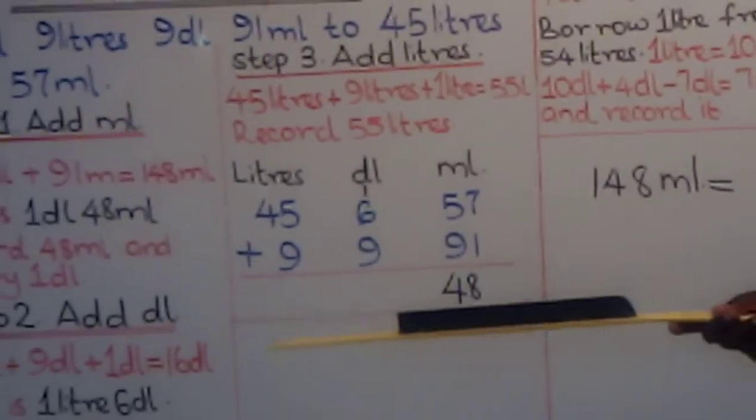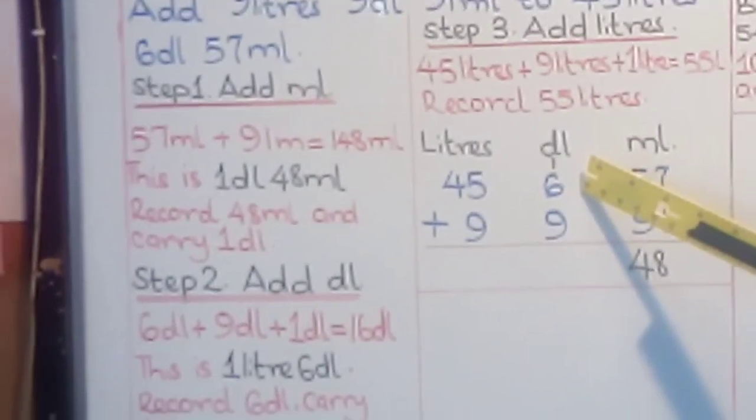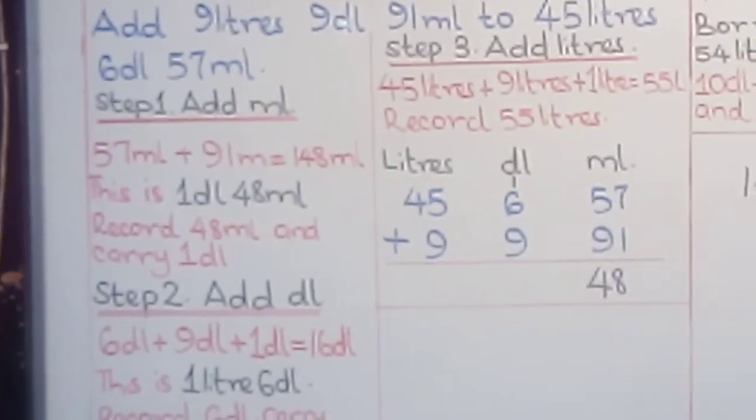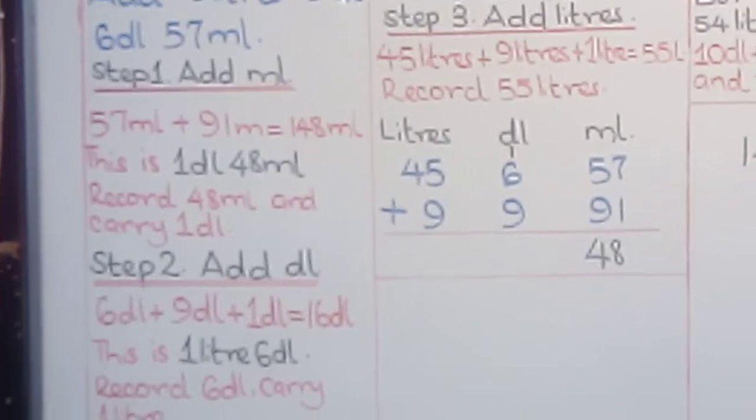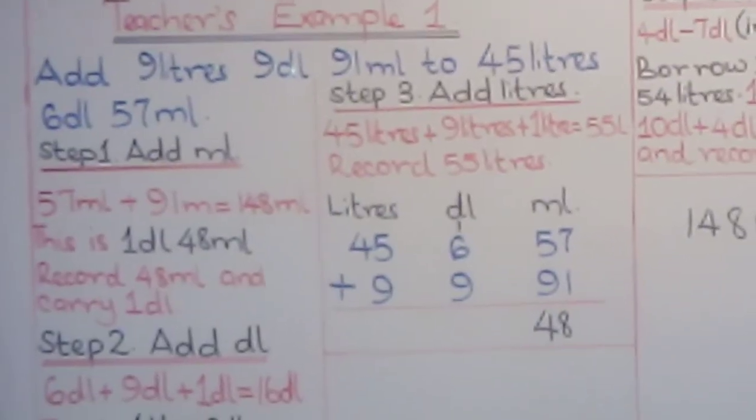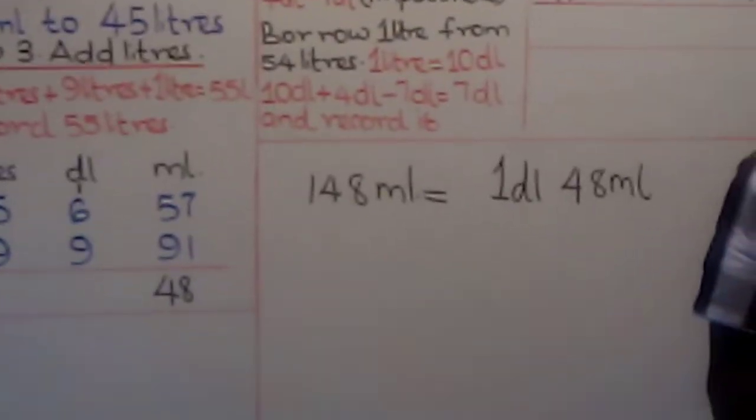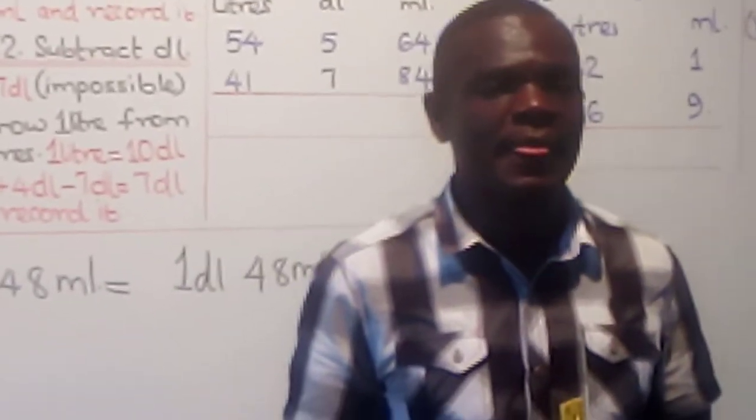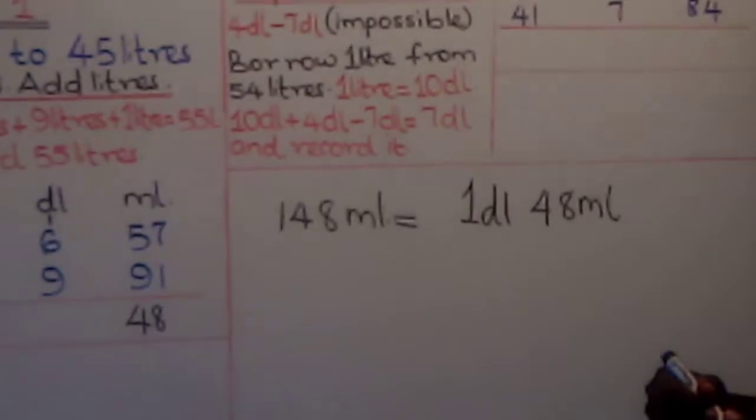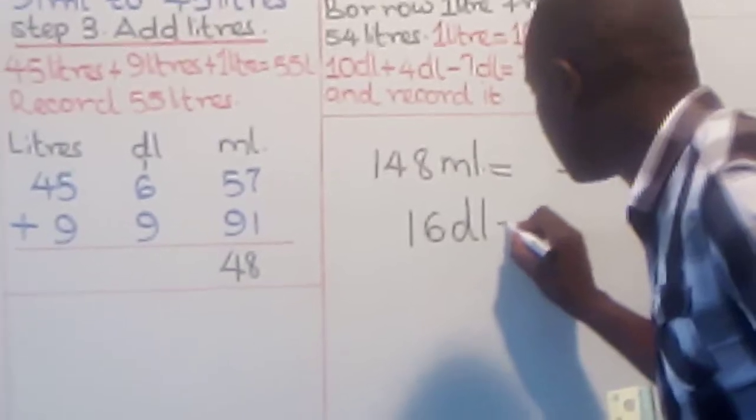Let us go to step number 2. Add the deciliters. The deciliters here are 6 deciliters plus 9 deciliters. And remember to add 1 deciliter that we had carried. What do we get, boys and girls, when we add 6 plus 9 plus 1? Yes, Michael? Very good. We get 16 deciliters.